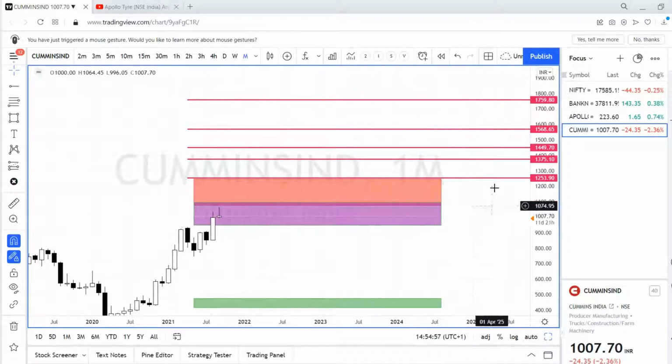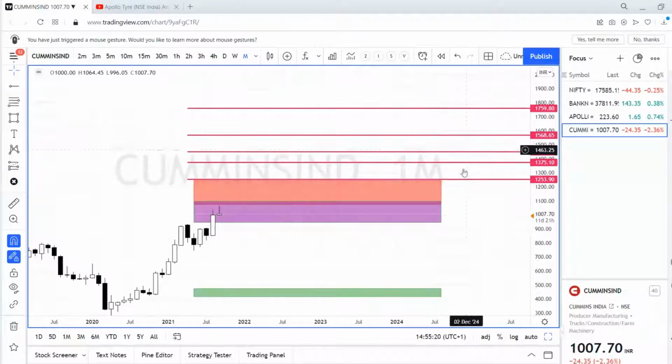And if it rises, these are the target levels. Initially 1253 or a little bit below this, where you can book the profit, because from here, after taking out all the sell orders, the price needs to come down and then move up again. And when it moves up, it should go up to 1375 and then 1449, then 1568, then 1759. These are the levels where the price should go. That is how the price moves.